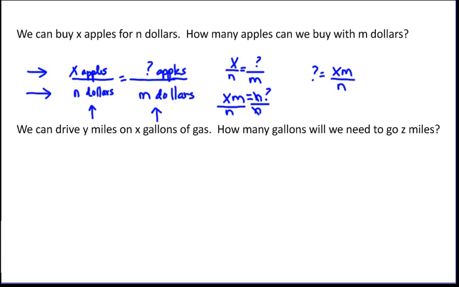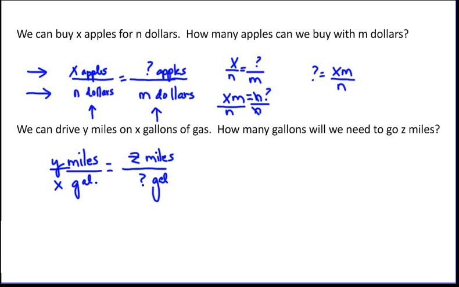Okay, second problem. We can drive Y miles on X gallons of gas. How many gallons will we need to go Z miles? Let's go ahead and set up our proportion. We can drive Y miles. I'm going to put that down first because it came to me first. Y miles on X gallons. How many gallons, that means the question mark has to go down here with gallons, will we need to go Z miles?